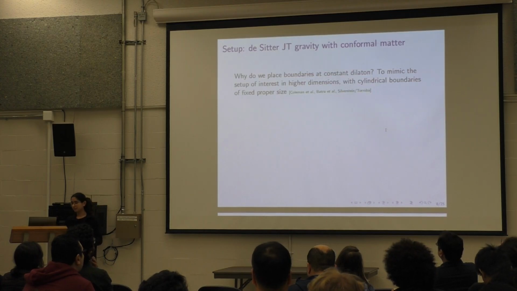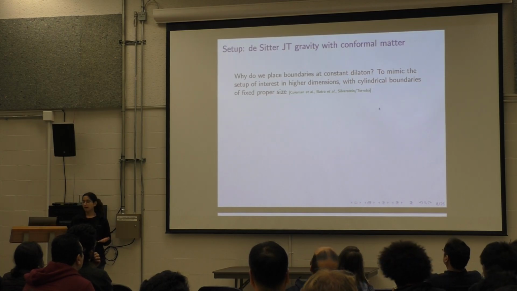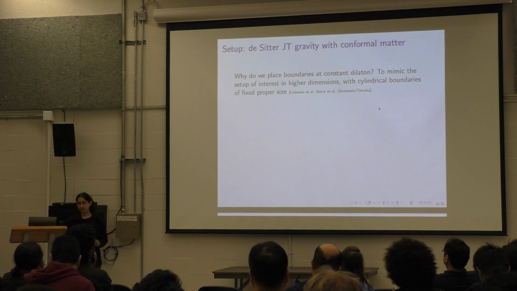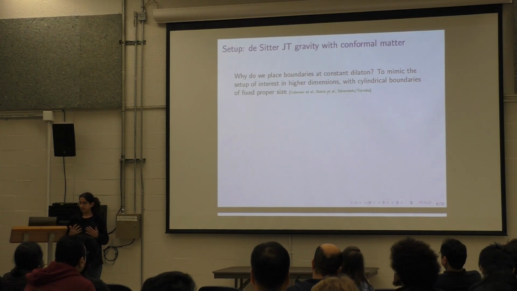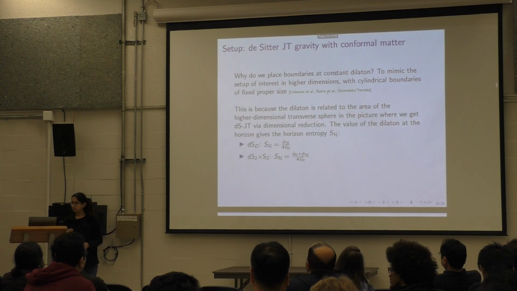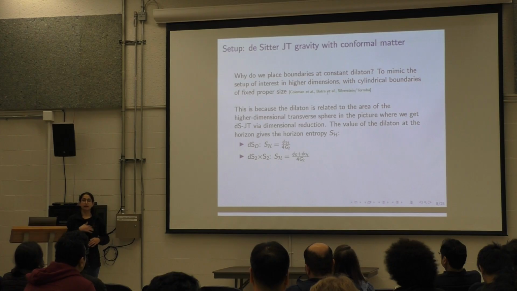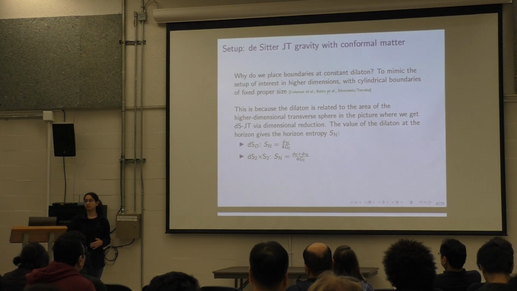So now why do we place these boundaries at constant dilaton? The reason is that we want to mimic the setup of interest in higher dimensions, which was studied in these papers, where they studied the T T-bar plus Lambda 2 duality in 3D with matter and in 4 dimensions by Ivan and Gonzalo. And in these setups, the boundary is some cylindrical boundary that has some fixed proper size. So in this setup, the dilaton is related to the area of the higher dimensional transverse sphere, in the picture where you get de Sitter-JT gravity via some dimensional reduction. So fixed area of the transverse sphere is like fixed proper size of the circle.